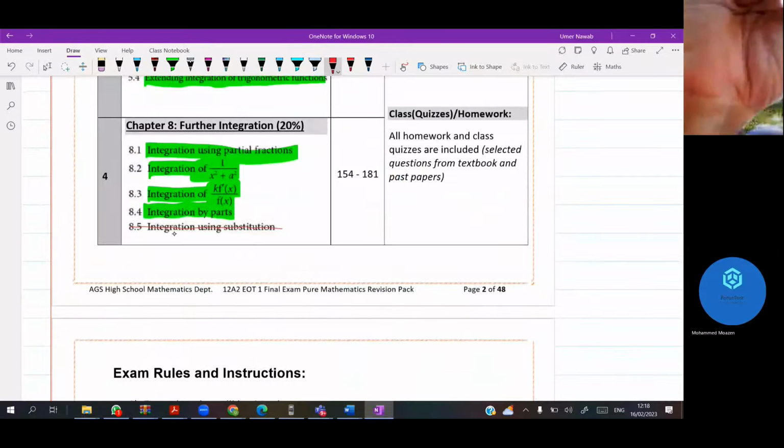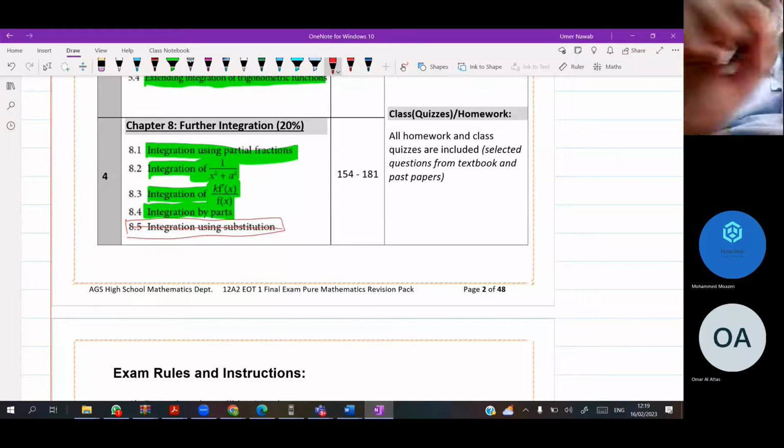In the class I told you, if you want to do it, I put it for external students for their practice because we did it. But for the end of term two final exams, if you want not to do this, with Mr. Omar's permission, you can avoid it. Okay.